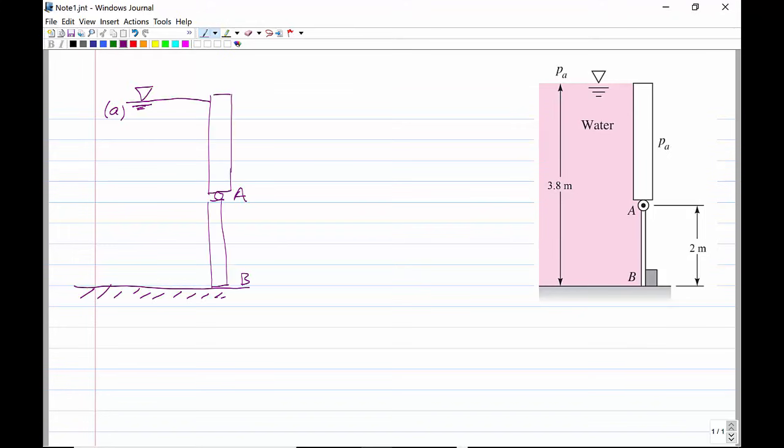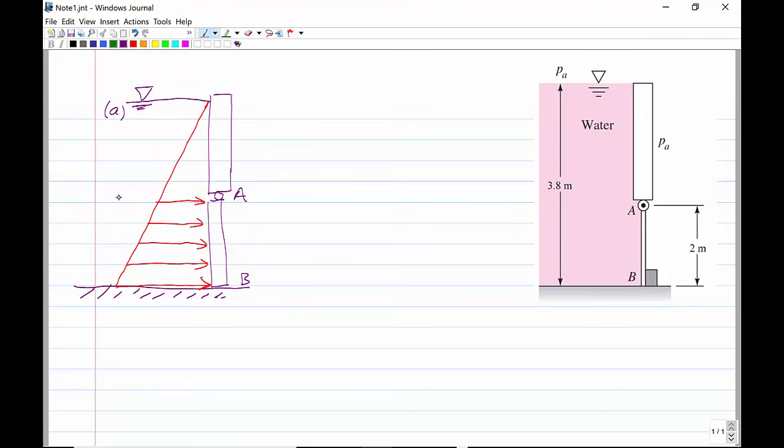Okay, so let me just change colors here to draw the pressure distribution. We know from the previous presentations that the hydrostatic force increases linearly with depth. So it would be 0 at the free surface and increase as we go downwards. And I'm going to draw arrows here to show the distribution on the gate. So that's the pressure distribution on gate AB.